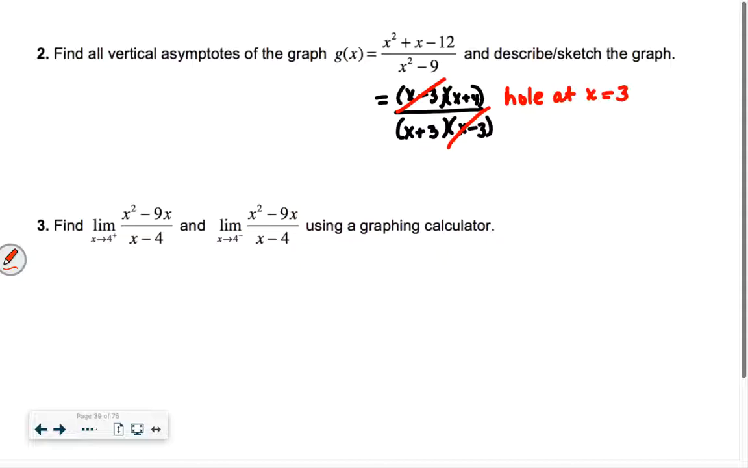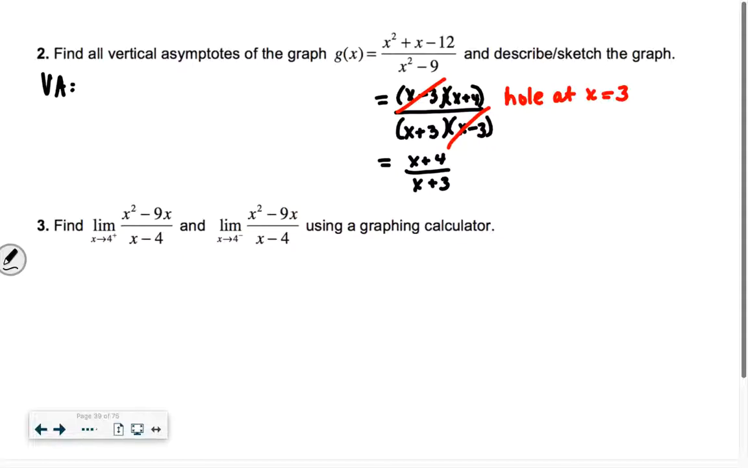All right, so we're left with x plus 4 over x plus 3. So that's what we're actually going to graph. So every question I ask is going to use this, so x plus 4 over x plus 3, it's going to use this simplified function, okay? So when I ask you where are the vertical asymptotes, we only use that simplified function.